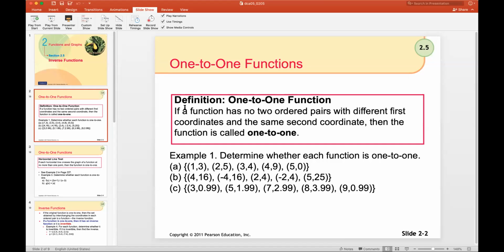So the definition of function is what? No two pairs with the same first but different second. But in a one-to-one function, different first, same second. Keep this in mind. So what's the meaning of one-to-one function? Let me explain about this.